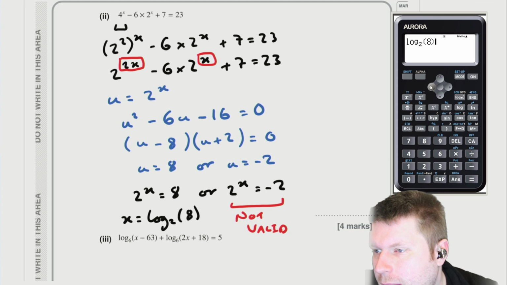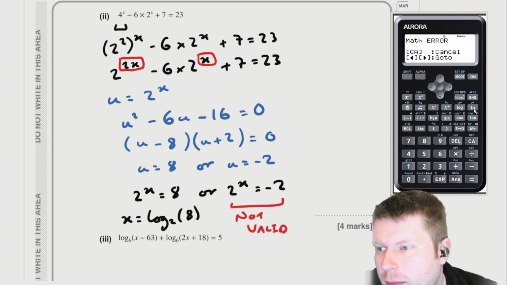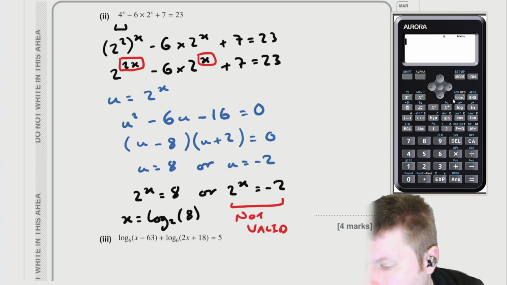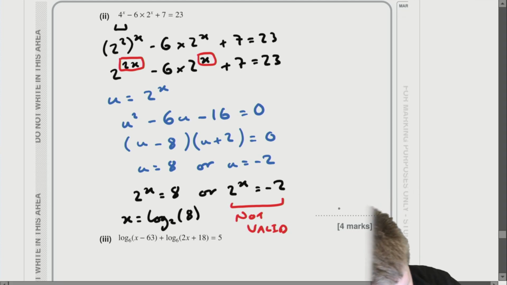By the way, if I tried to type in negative 2 here, so if I tried to do the other one, it would have come back with a maths error. Okay, but in this case, the answer for the one which I need is 3. So x is equal to 3 only.